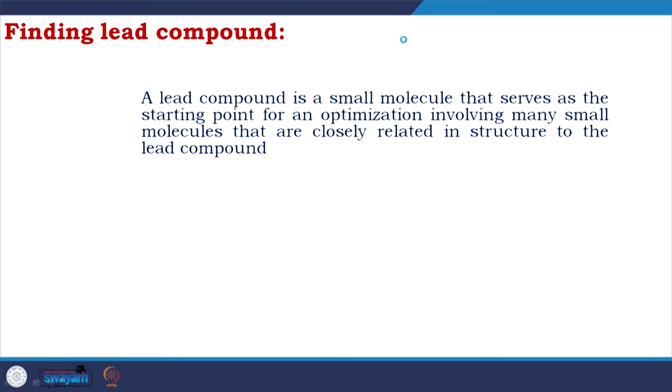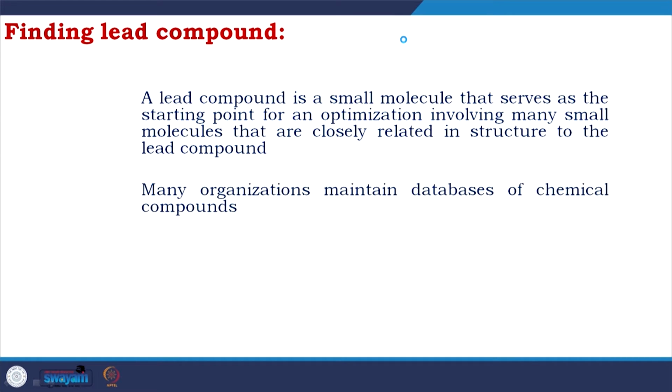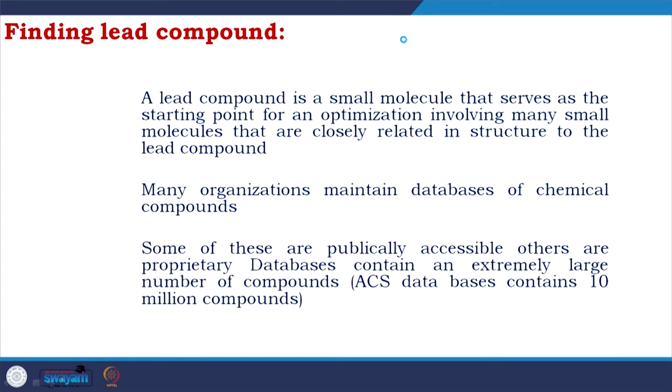So, finding a lead compound. A lead compound, as I have talked earlier, is a small molecule that serves as the starting point for an optimization involving many small molecules that are closely related in structure to the lead compound. Many organizations maintain databases of chemical compounds. I have talked about the ZINC database, ACS database; some are commercial, some are public, freely accessible.